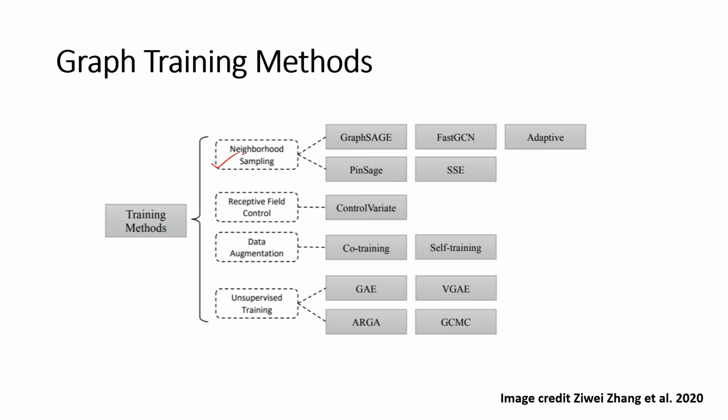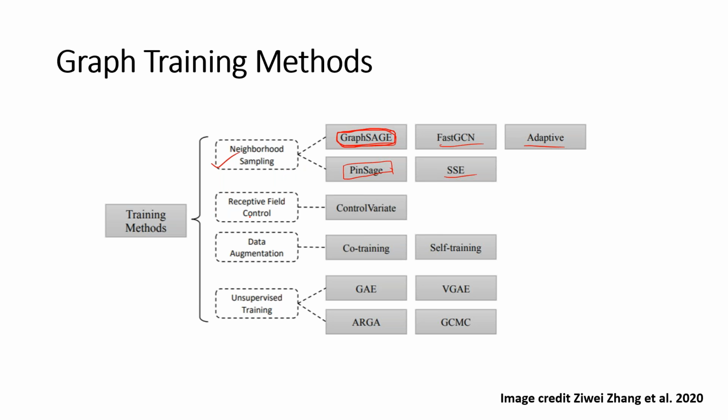So neighborhood sampling. This is one of the training methods where in neighborhood sampling we have GraphSAGE, which you might have seen. If you search with graph neural network, GraphSAGE is one of the popular algorithms that has been developed in recent times, and which is doing well with this neighborhood sampling method. We have PinSage, one of the other techniques, and in that we have FastGCN and Adaptive, and then we have SSE, right? So these are basically different variations or techniques of doing the neighborhood sampling, right?